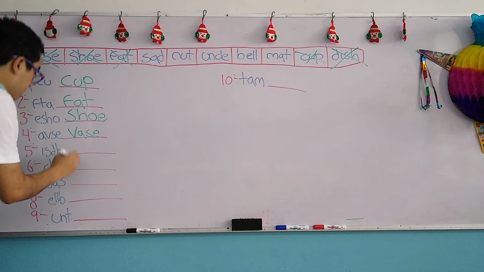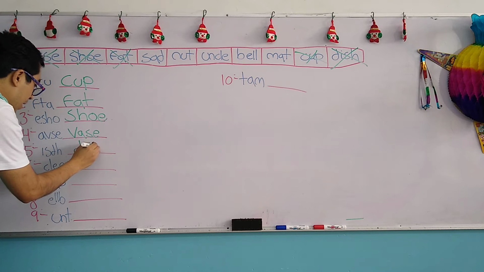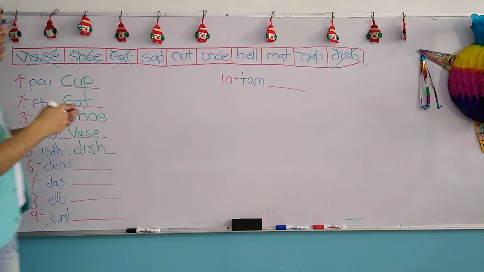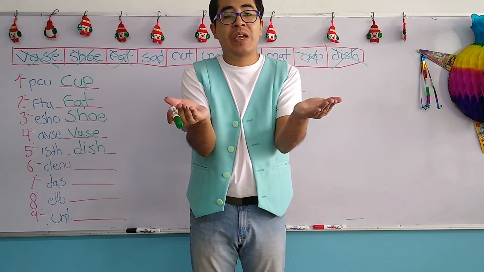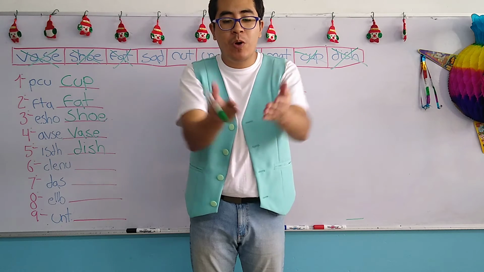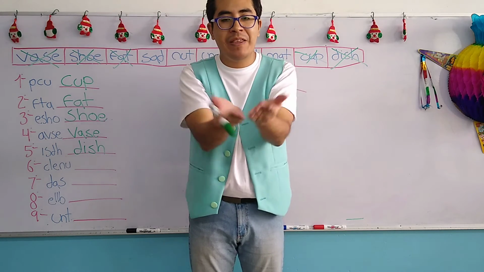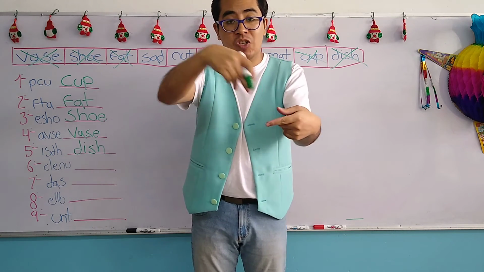Dish. D, I, S, and H. Now, dish is an object in which you put the food on it. Pone la comida encima de un plato. That is a dish, okay?